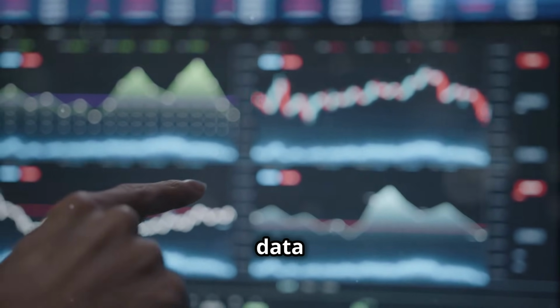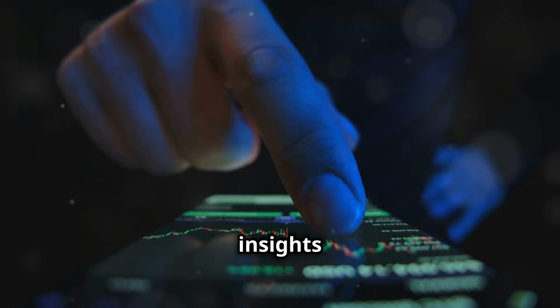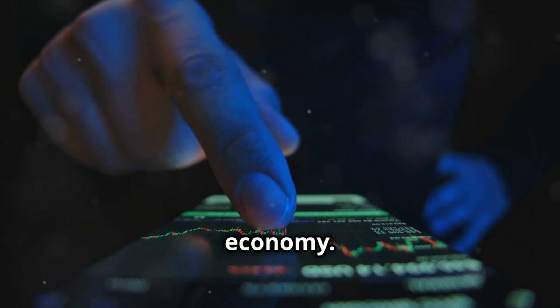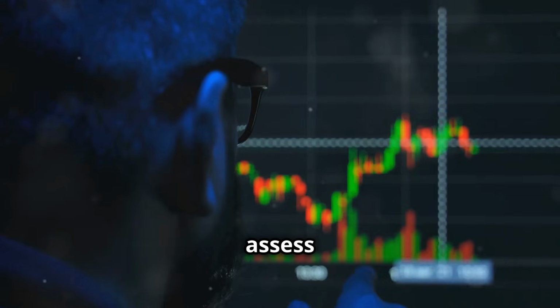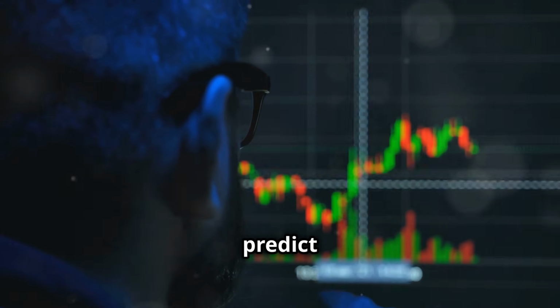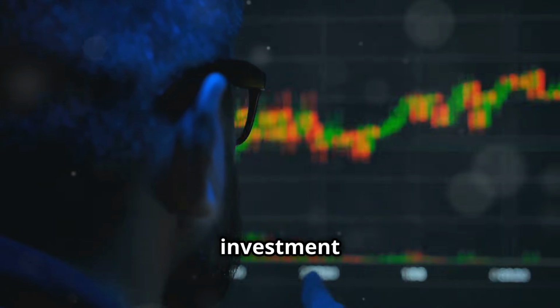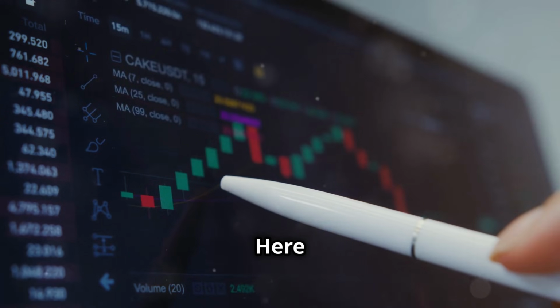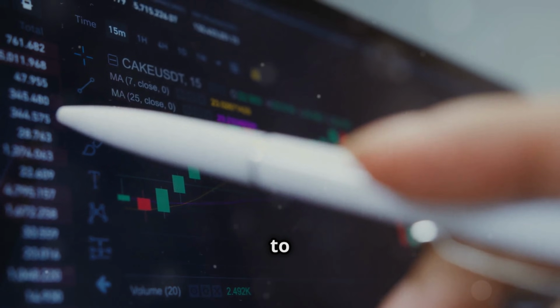Understanding economic data is a powerful tool for investors, providing insights into the health and direction of an economy. Key economic indicators can help investors assess the business cycle, predict future economic conditions, and identify investment opportunities. Here are some of the most important types of economic data to monitor.